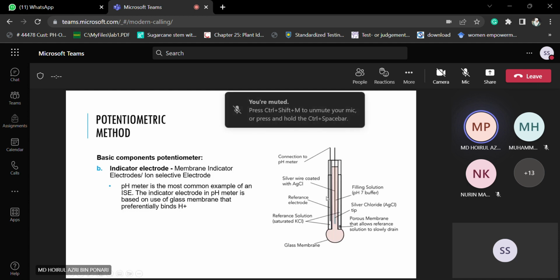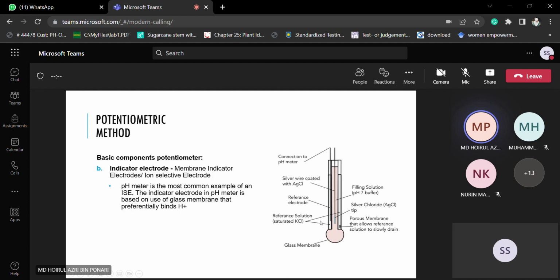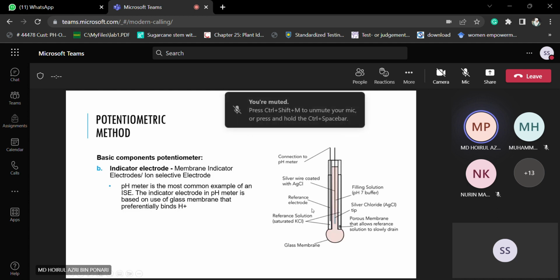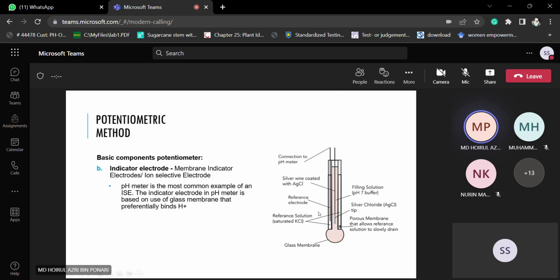And then we have a solution. Reference solutions, in here kita gunakan potassium chloride. Potassium chloride pH dia adalah pH 7. And then we have another solution. Biasanya another solution ni adalah salt solutions of silver chloride. Untuk silver chloride ni tadi, we have salt solutions for silver chloride in order for redox reactions to occur.